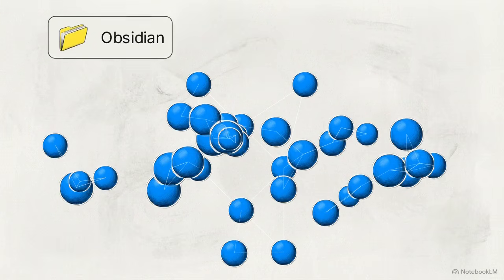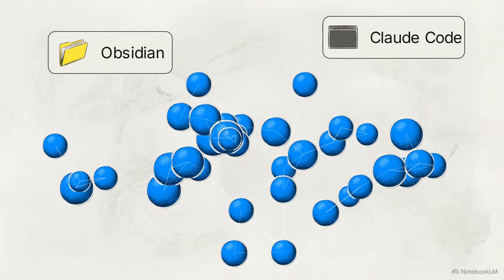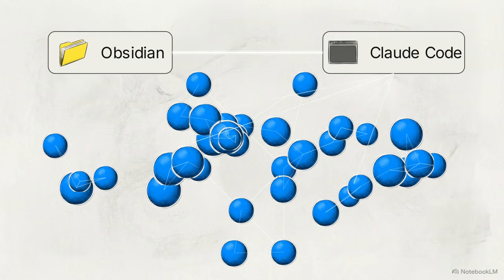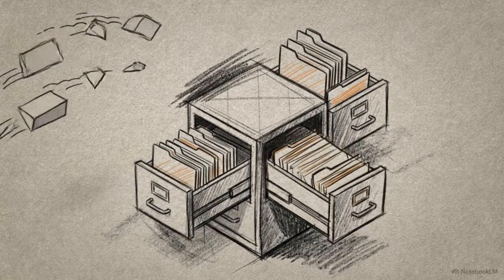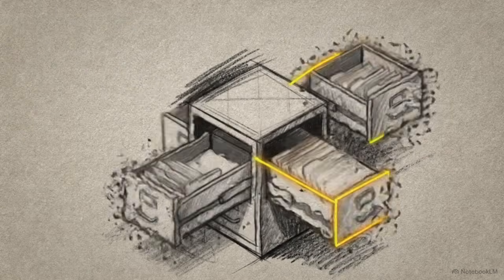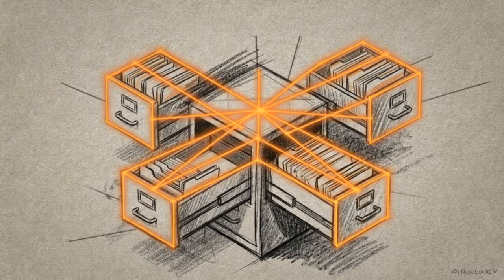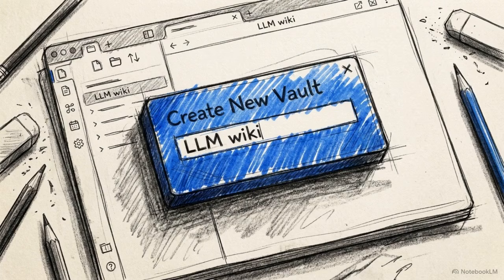We are going to build one from scratch, using Obsidian as our viewer and Claude Code as the engine handling reading and writing. This process ensures that every document you add contributes to a central database that gets smarter with every new entry. Open Obsidian and select Create New Vault.